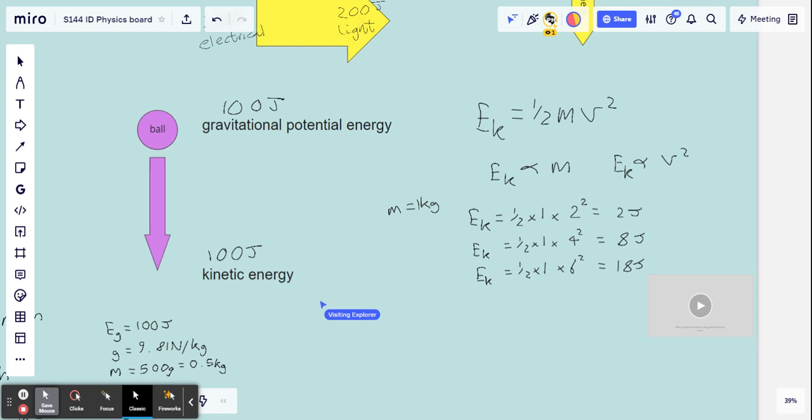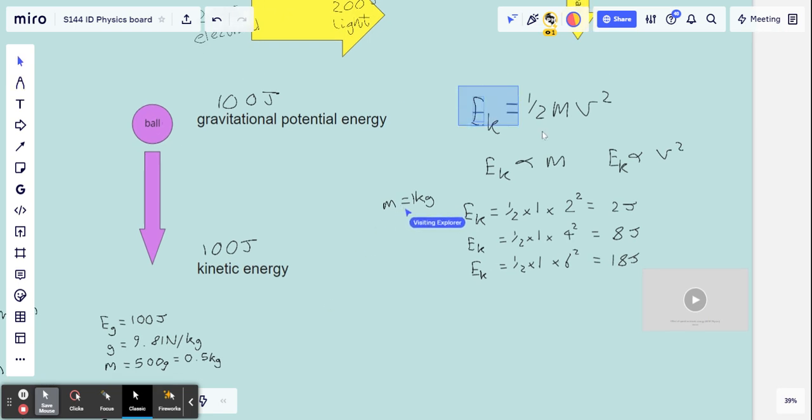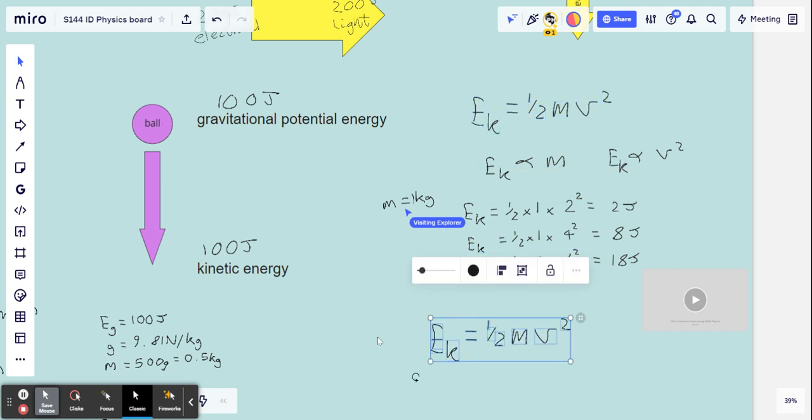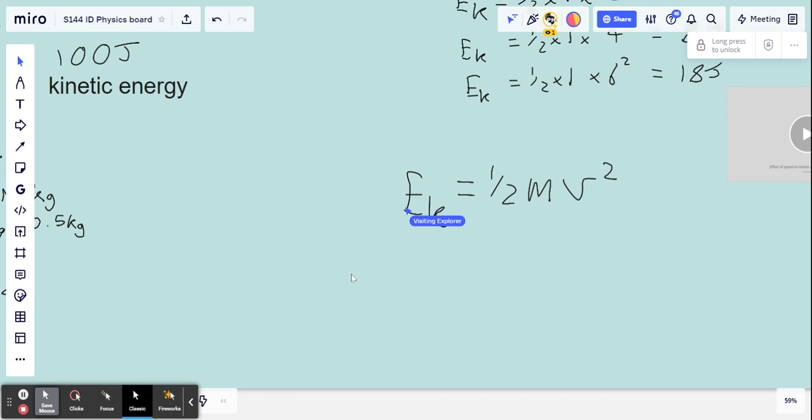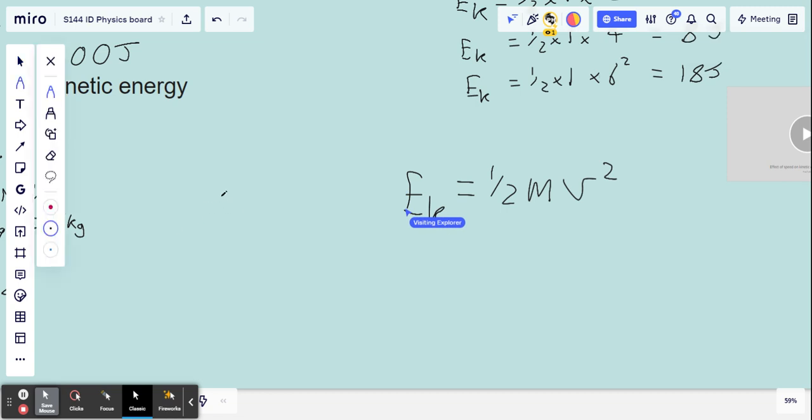Now let's rearrange the equation for kinetic energy. So maybe we can say that the thing has 100 joules of kinetic energy. And we'll say that the mass is the same.